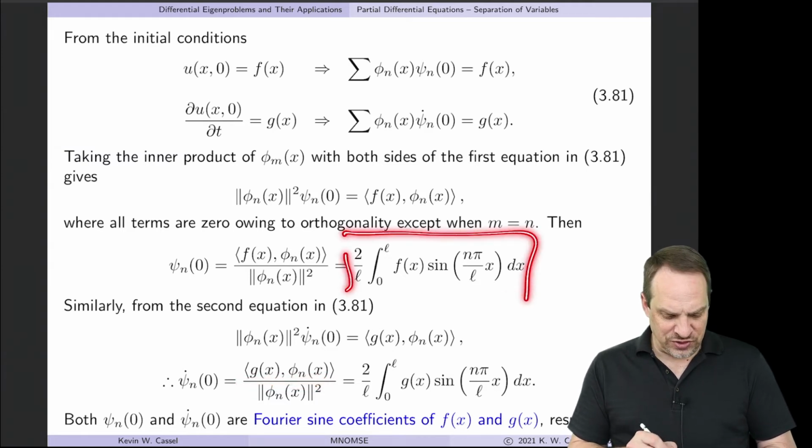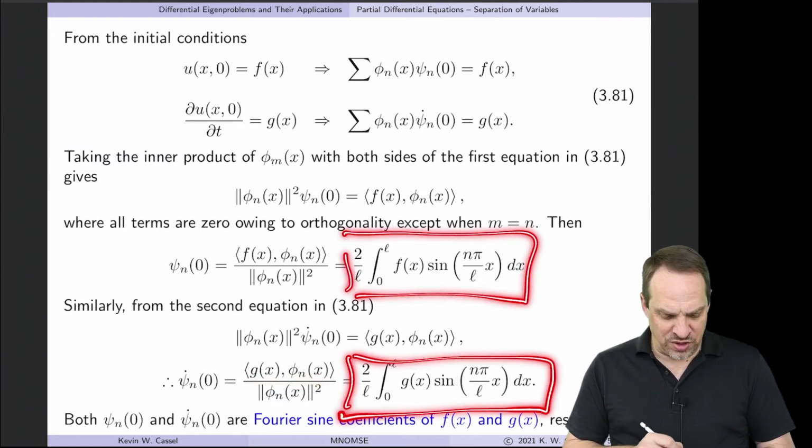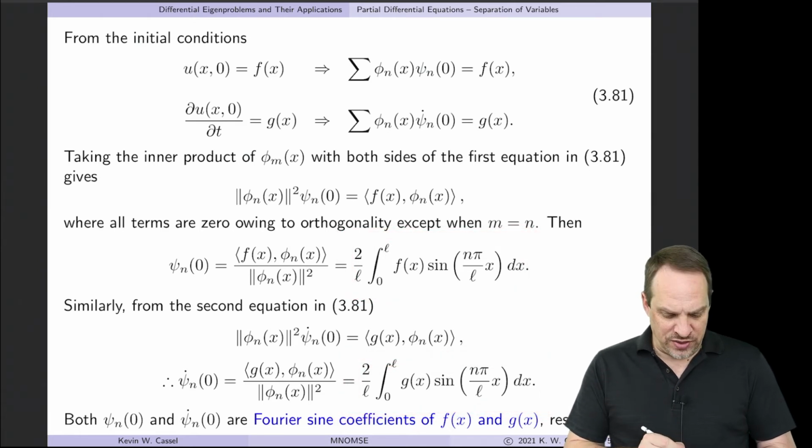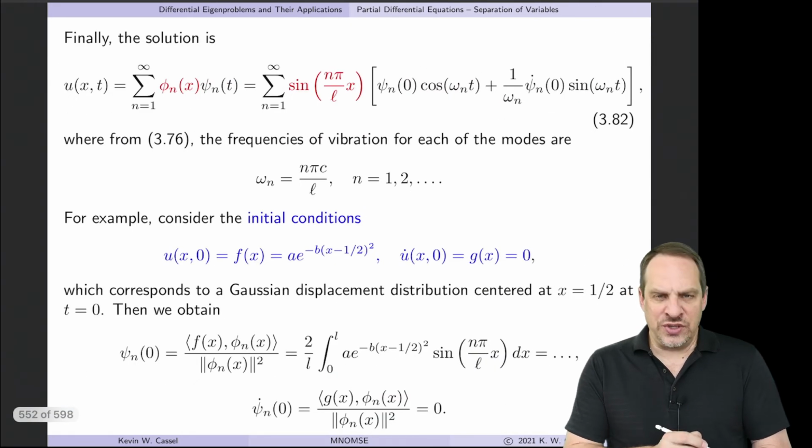So you can see these integrals here. They look very similar to what we had before, but now there's two of them. And they are the Fourier sine coefficients of f of x and g of x. Again, very similar to what we had before. So we put this all together.